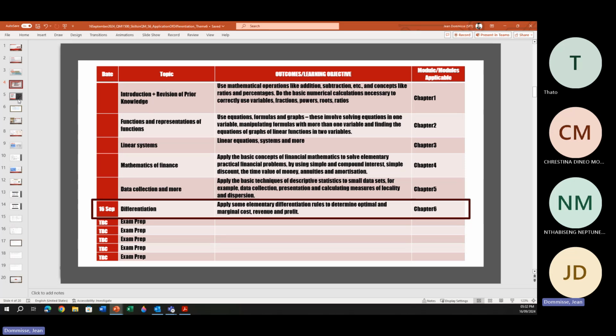Okay, tonight, differentiation, and what is also important around differentiation is that we're also going to look at a few other things. So we're going to look at how to get to marginal cost, marginal revenue, and marginal profit. So we will definitely get to show you the application of differentiation.